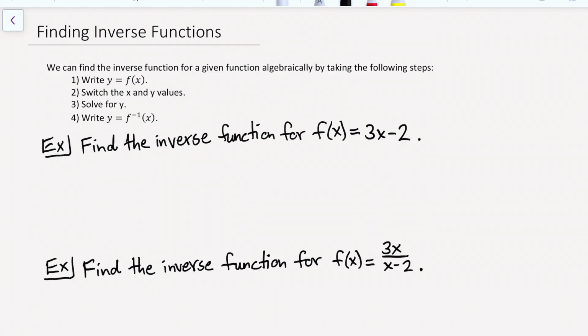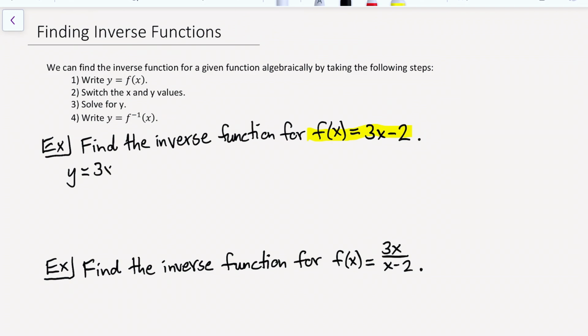In this video, I'd like to look at two ways that we can find or describe an inverse function. One method uses algebra and the other method relies on the graph of a function. So say that we're given a specific example and we're asked to find the inverse function. Here we have f of x equals 3x minus 2. We can find this using algebra using a series of steps.